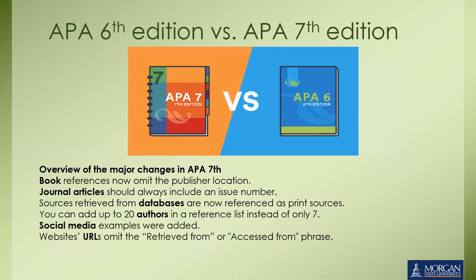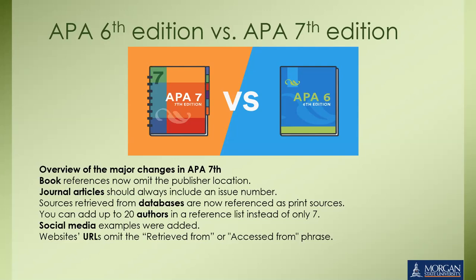Now, we know that the cover of the book has changed, so you can see here that the 6th edition was the blue cover that we were very used to, and now the 7th edition is multicolored. And so, some overview of the major changes in APA 7 is that book references now omit the publisher location. So in the 6th edition, we had to decide where it was published, and we were told as a standard that we were to choose the location that was closest to us. So if you flip through a real book and the book said Toronto, New York, then you would choose New York, right? Because that was the location closest to us. Now, however, with the 7th edition, we no longer have to do that.